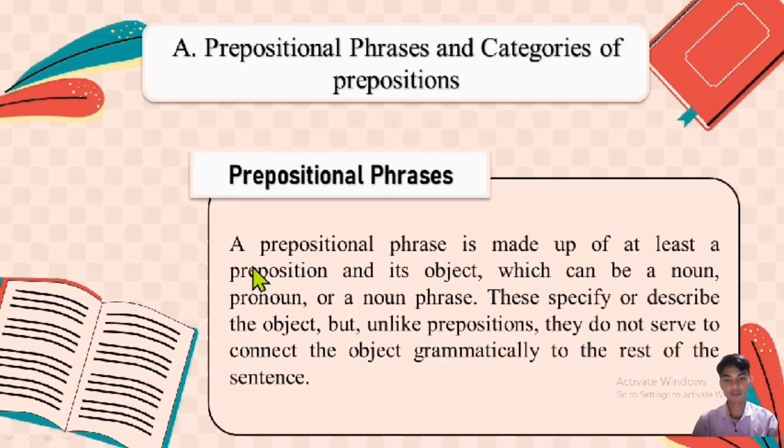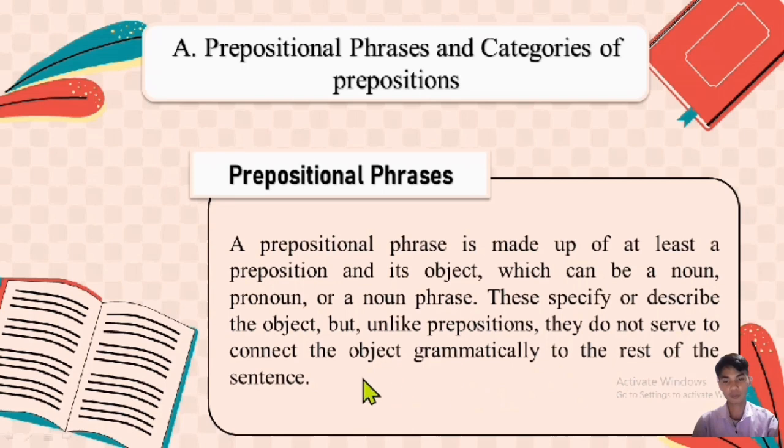A prepositional phrase is made up of at least a preposition and its object, which can be a noun, pronoun, or a noun phrase. This is specific or describes the object, but unlike prepositions, they do not serve to connect the object grammatically to the rest of the sentence.